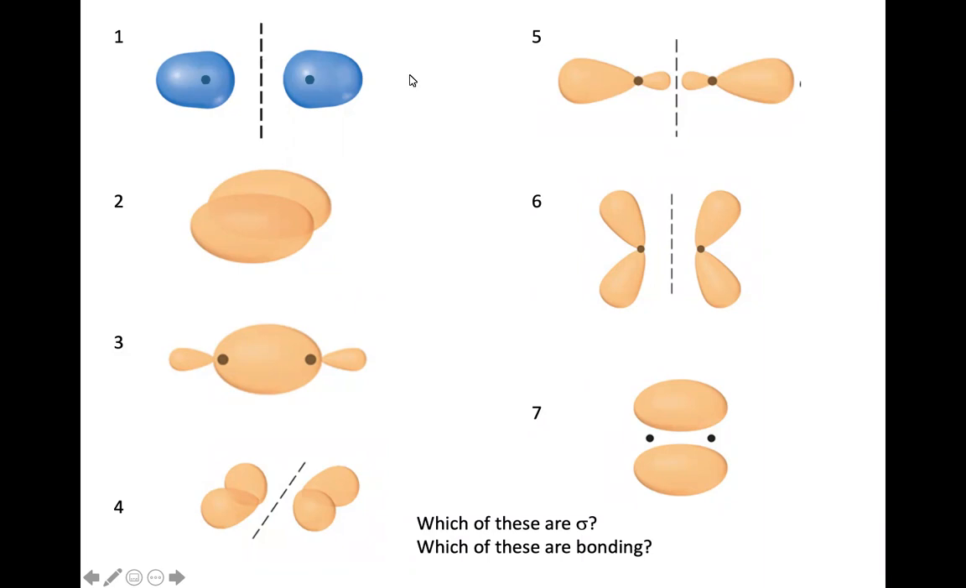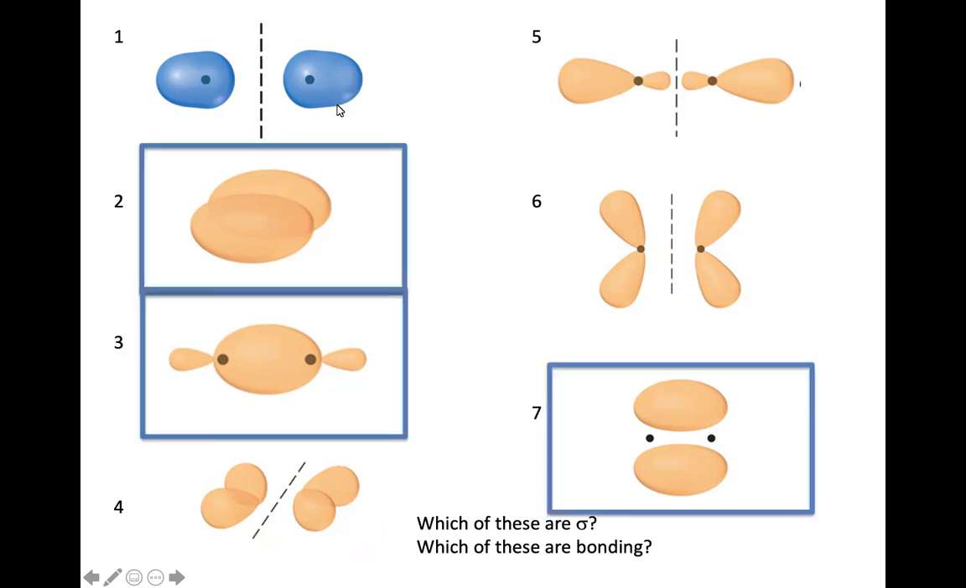When I look within the analysis here for which ones are bonding, I'm seeing a strong consensus for 2, 3, and 7. I'm going to agree with all of those, okay? Because it sure looks like I have nodes that are present in 1, 5, 6, and 4. Vertical nodes that are present between the 2 nuclei. And that's not present in 2, 3, and 7. 2, 3, and 7 then are all bonding.